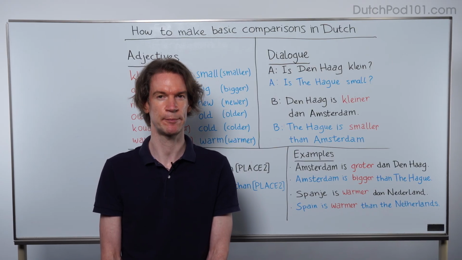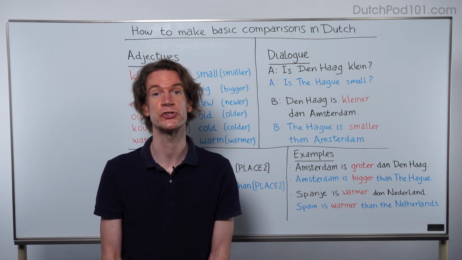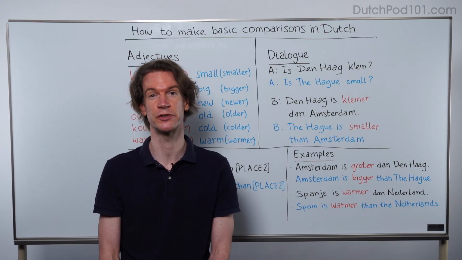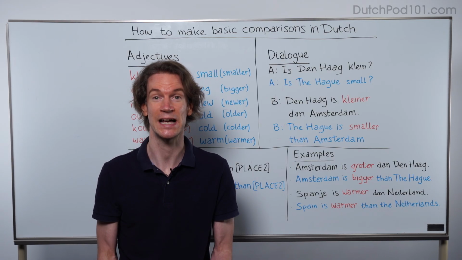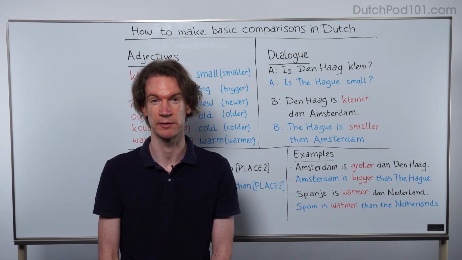Since we are on the topic of Dutch cities, here's a fun fact. Amsterdam is the official capital, but unlike in most countries, the capital city is not the seat of government. The Dutch government is located in The Hague, as is the main palace of the Dutch royal family.